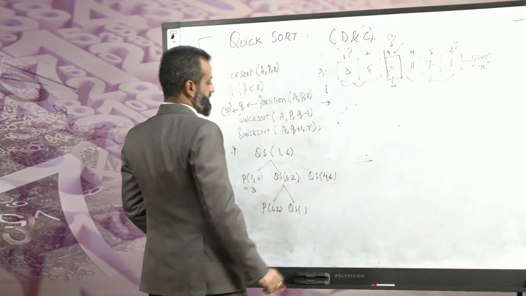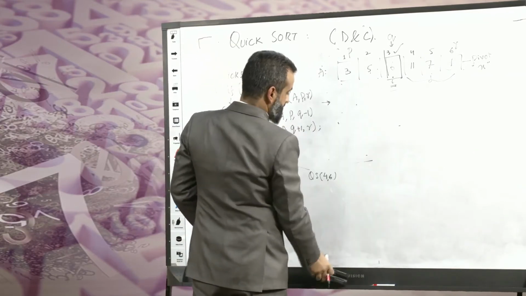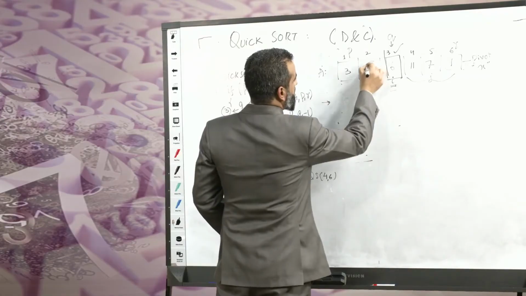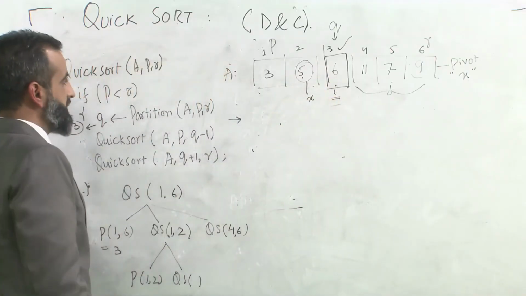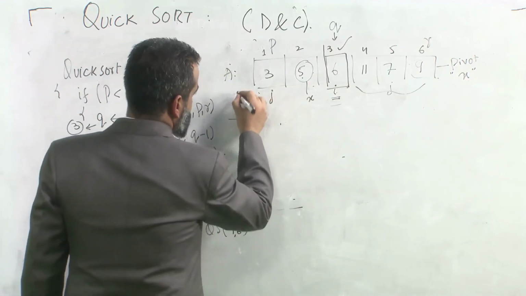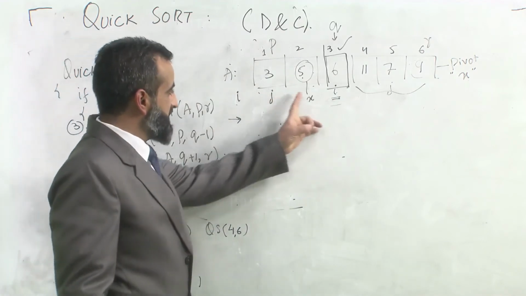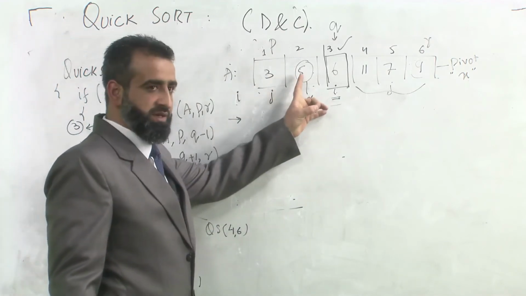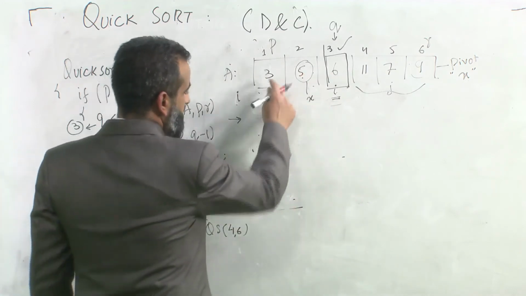What we do is that my 5 is my pivot element, this is my x, this is my new pivot element. My j is pointing towards the first element and this is my I. We make the necessary comparison of a of j with an x. Is this smaller than the 5? Now what I can find out is that a of j.